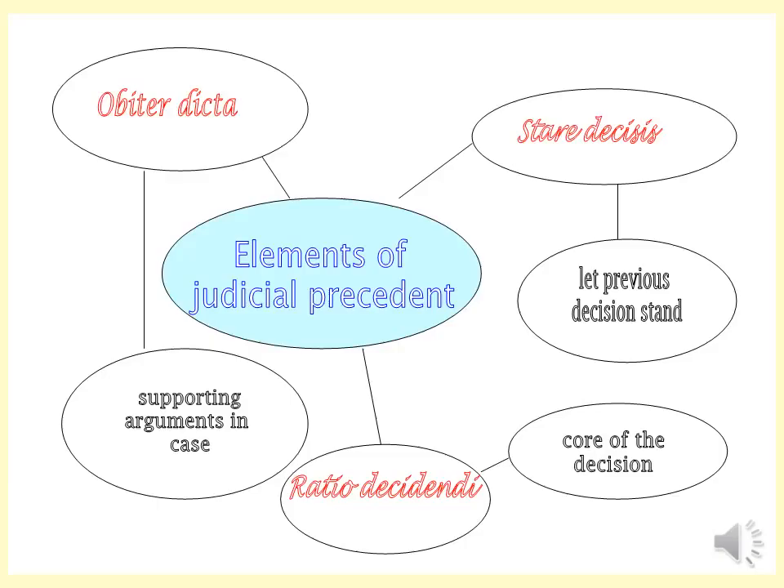On the other hand, we have obiter dicta, which is the supporting arguments in the case. It can sometimes be referred to as the other things said in the case. This is persuasive, which means that a later judge may be persuaded to follow it, but they're not bound to do so. They can choose to follow it if they want to.